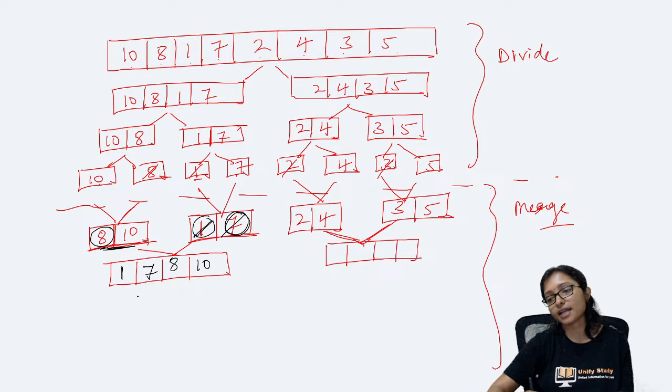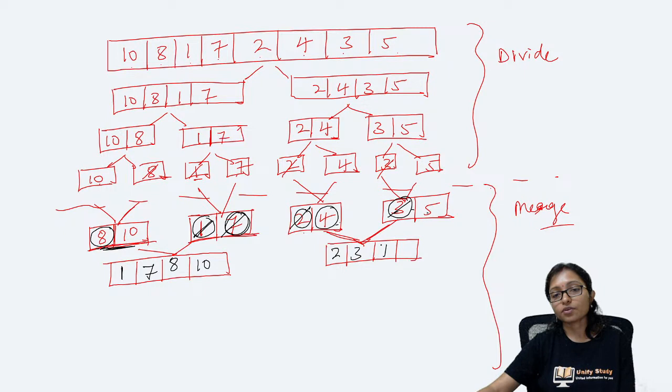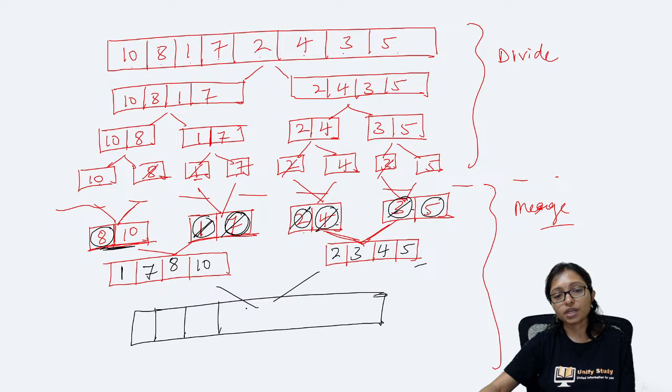Same way, 2 and 3. 2 is smaller, delete 2. 3 and 4. 3 is smaller, delete 3. 4 and 5. 4 is smaller, delete 4. Remaining is 5, so 5 will be here. Done. Now finally, we are going to do the last merge: 1, 2, 3, 4, 5, 6, 7, 8.